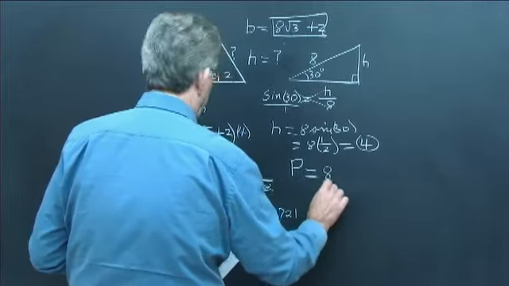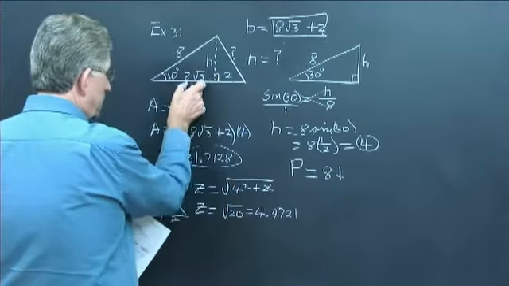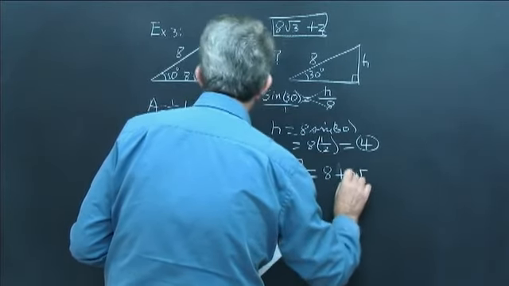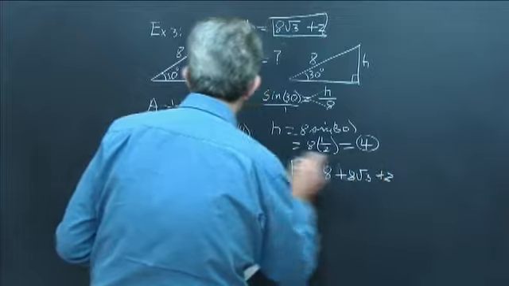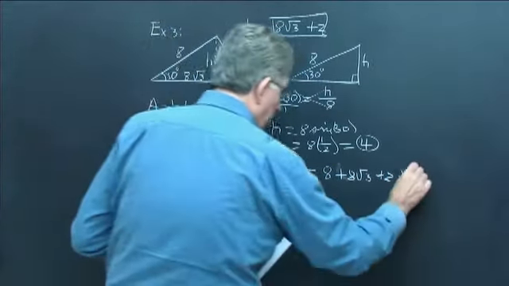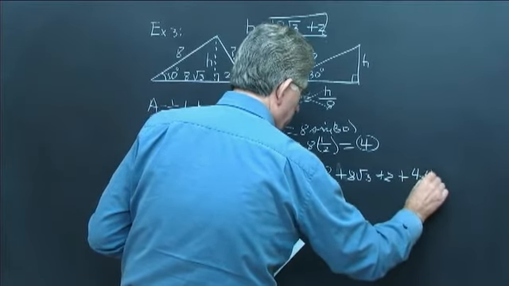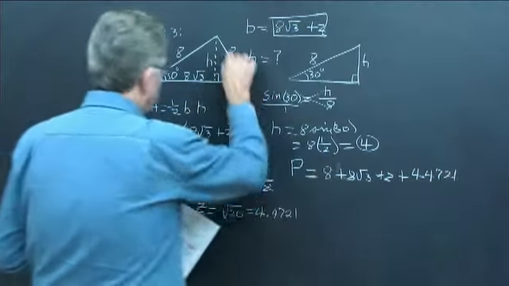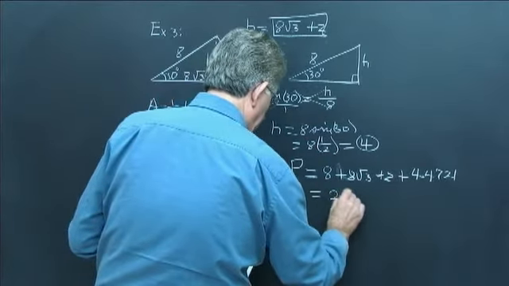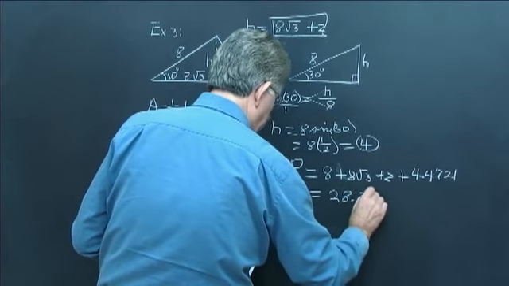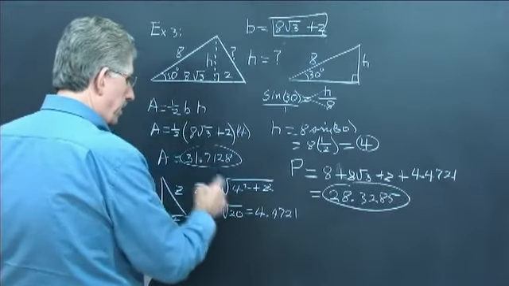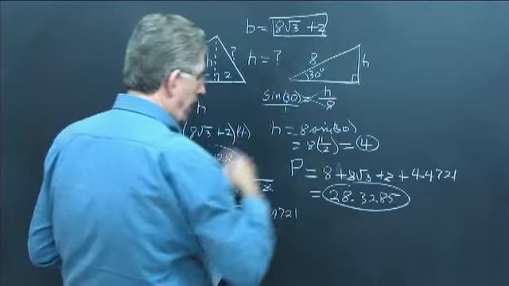And now, finally, the perimeter is all 3 sides added together. It's just 8 square root of 3 plus 2, that's these 2 little pieces added together, plus this 4.4721 thing. That's this side here. And when all of that is added together, our perimeter should come out to be 28.3285. Okay? So we got our area, our perimeter, our base, and our height as requested.